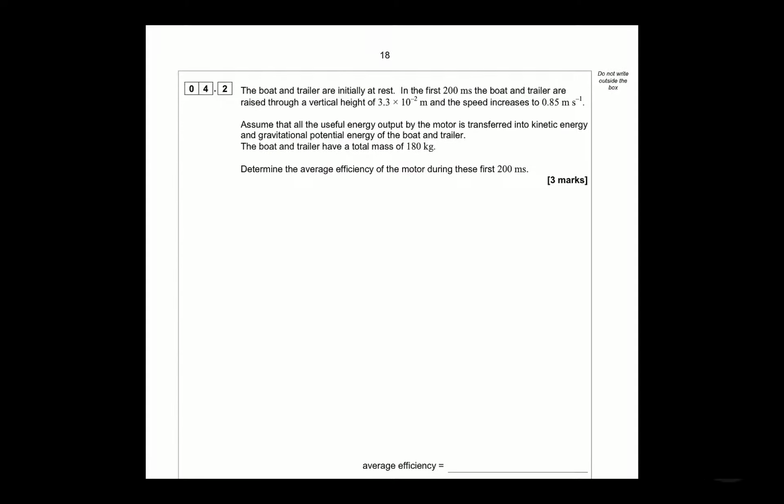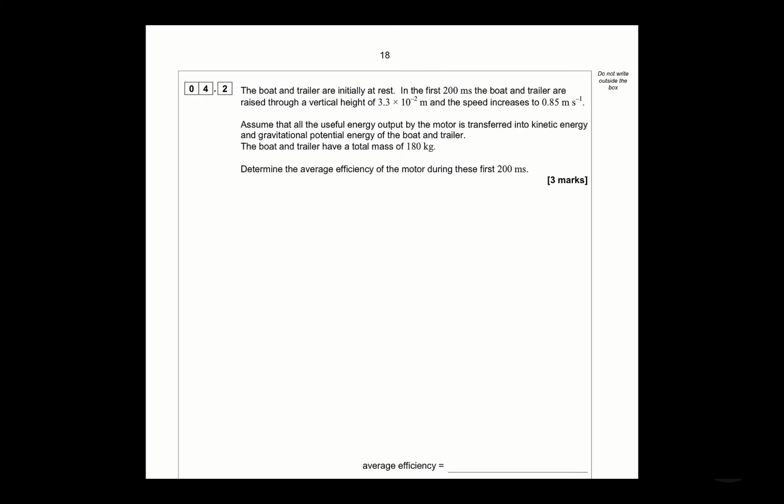Okay, so the boat and trailer are initially at rest. In the first 200 milliseconds, the boat and trailer are raised vertically through a height of 3.3 times 10 to the minus 2 meters, and the speed increases to 0.85 meters per second. Assume that all the useful energy output of the motor is transferred into kinetic energy and the gravitational potential energy of the boat and trailer. Determine the average efficiency of the motor during these first 200 milliseconds.